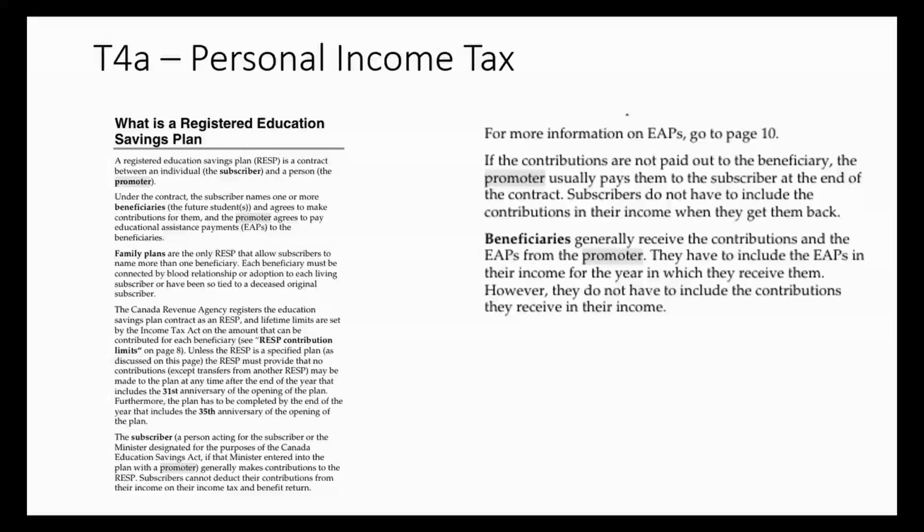Family plans are the only RESP that allow subscribers to name more than one beneficiary. Each beneficiary must be connected by blood relationship or adoption to each living subscriber, or have been so tied to a deceased original subscriber. So again, we're talking about the person who is subscribing to the plan, the subscriber, and the promoter. Anytime you have RESP, you will have a subscriber and a promoter.